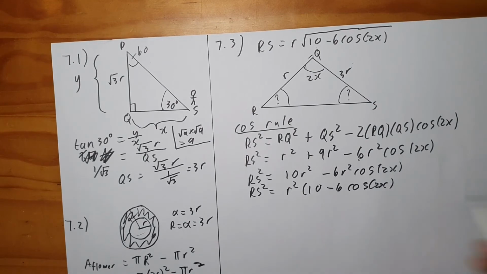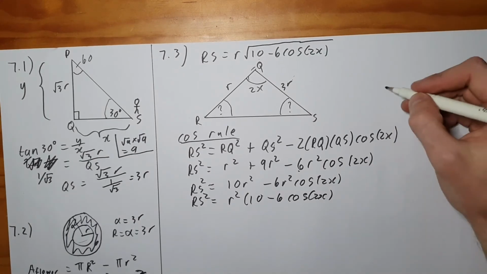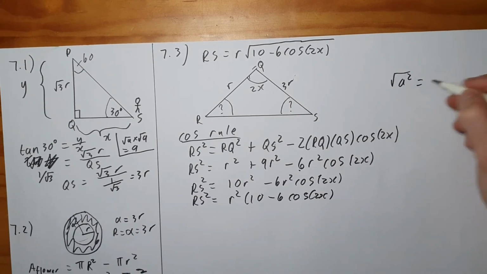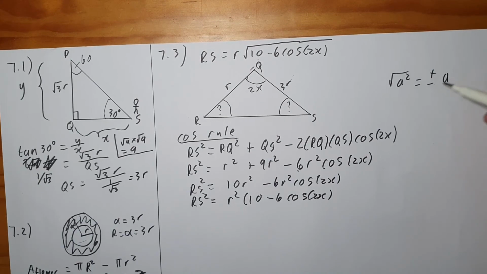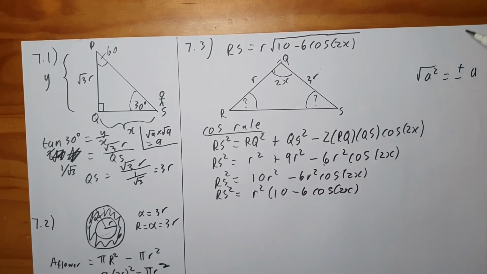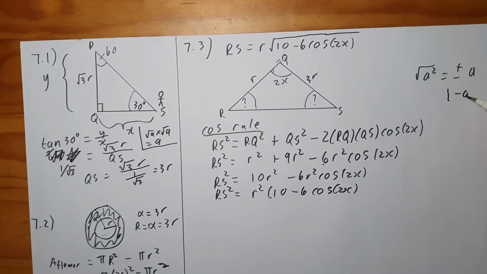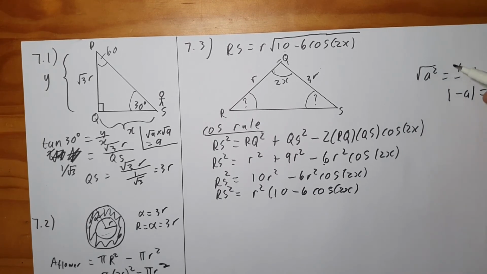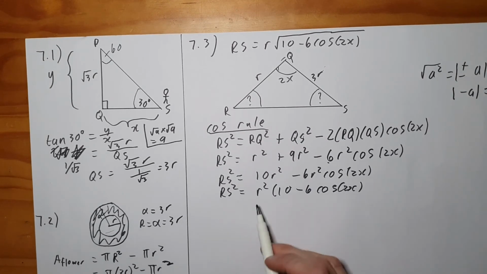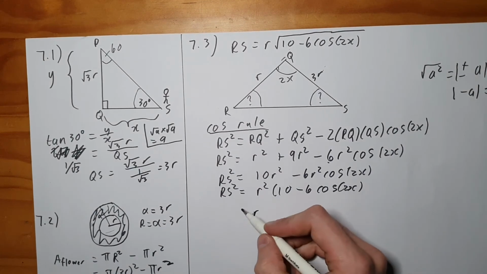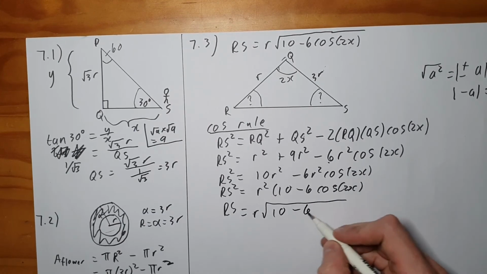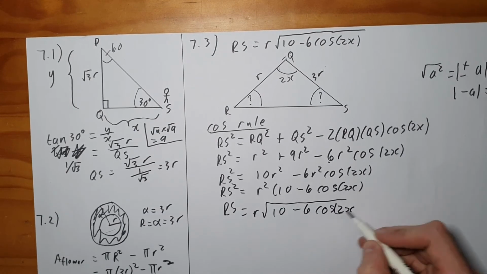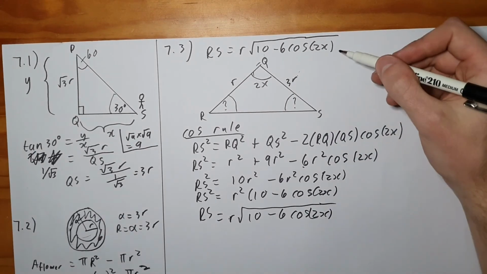Now remember, if I take the square root of a squared, it's equivalent to plus or minus a. But in this case, we can't have a negative length. Okay, we're taking the absolute value. So if I take the absolute value of a negative value, it's just going to give me the positive value of it. So by taking the absolute value of that, we're going to end up with just R on the outside, once I've square rooted both sides, so RS equals R, and then I'll have the square root of 10 minus 6 cos 2x. Okay, and I've ended up with what I was looking for.